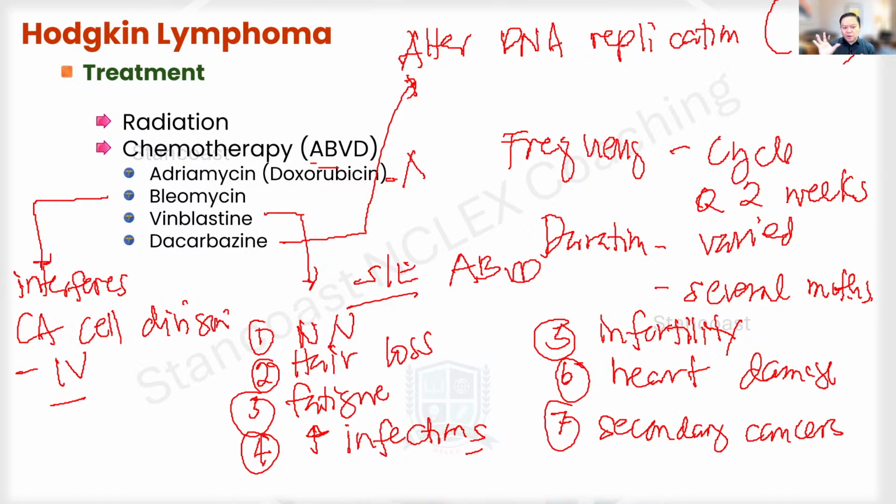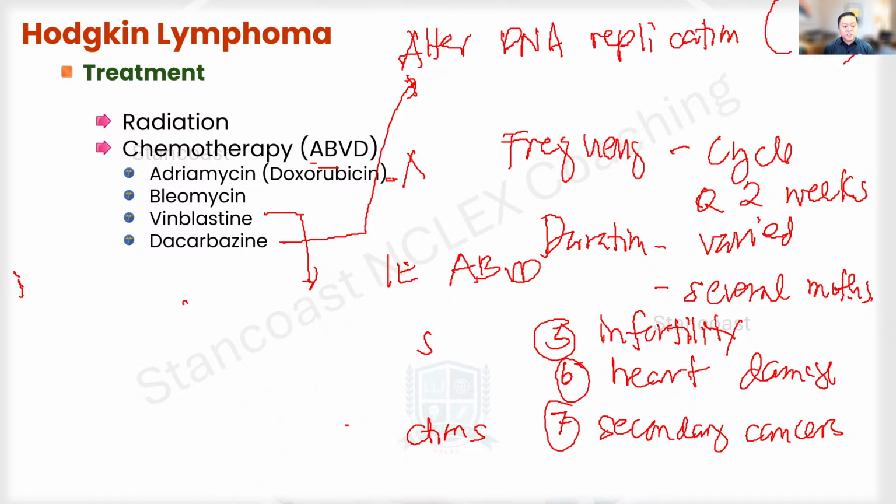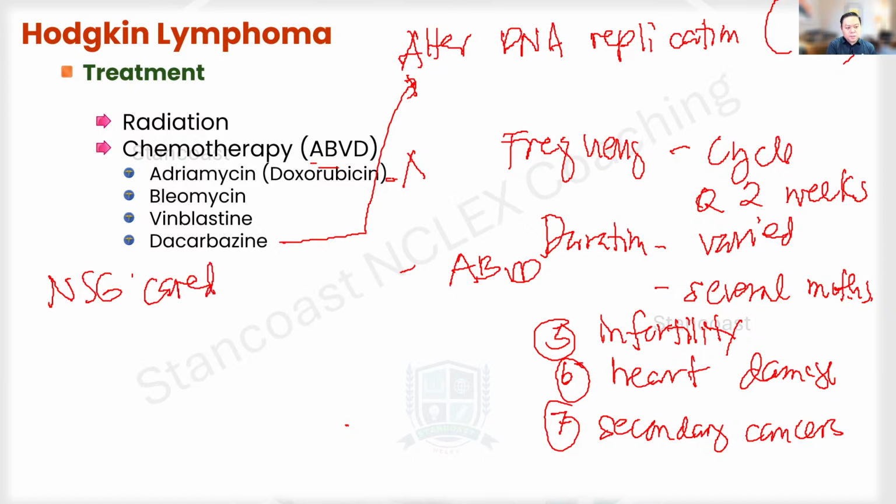Now, as you have already seen the side effects, the frequency, the duration, what do you need to know about this patient getting the ABVD? Well, we really need to make sure that our patient is properly monitored. So we are going to educate them about the monitoring of their blood counts. That is very important, guys. So let me put that as part of the nursing care. One is monitoring, and we are talking about the blood counts.